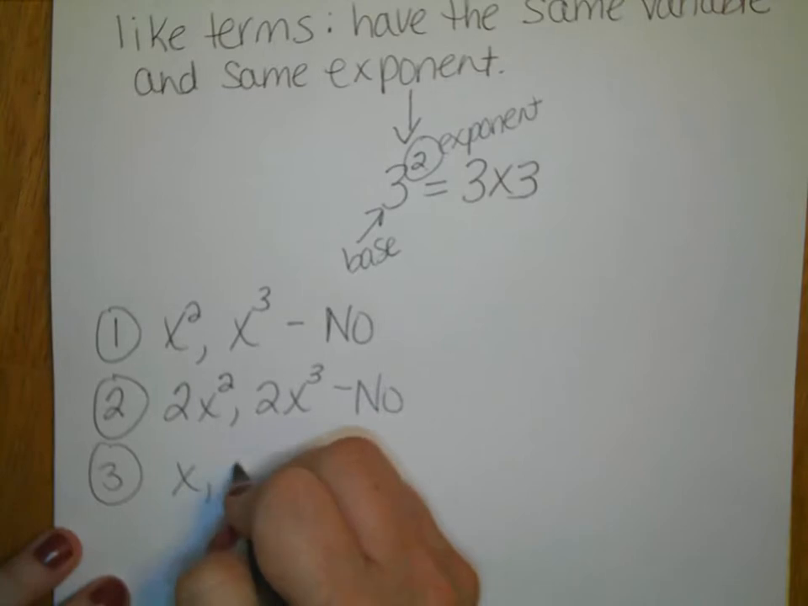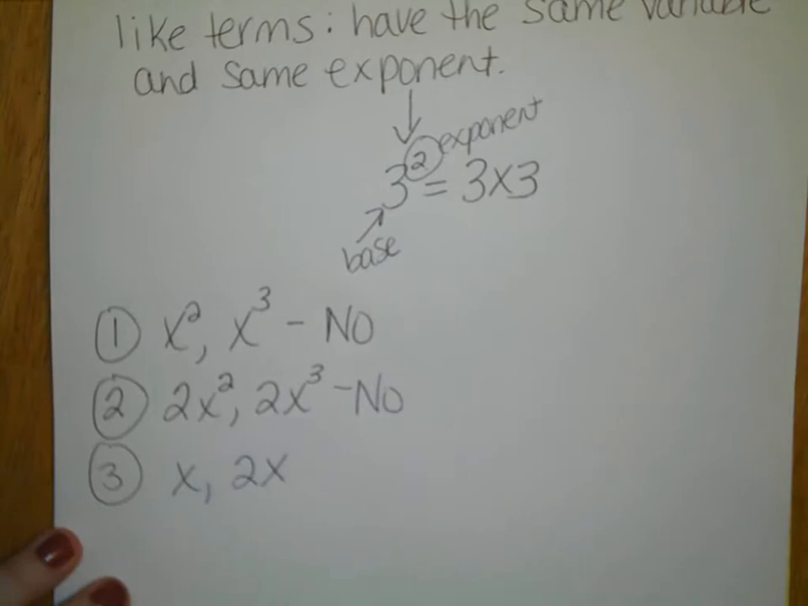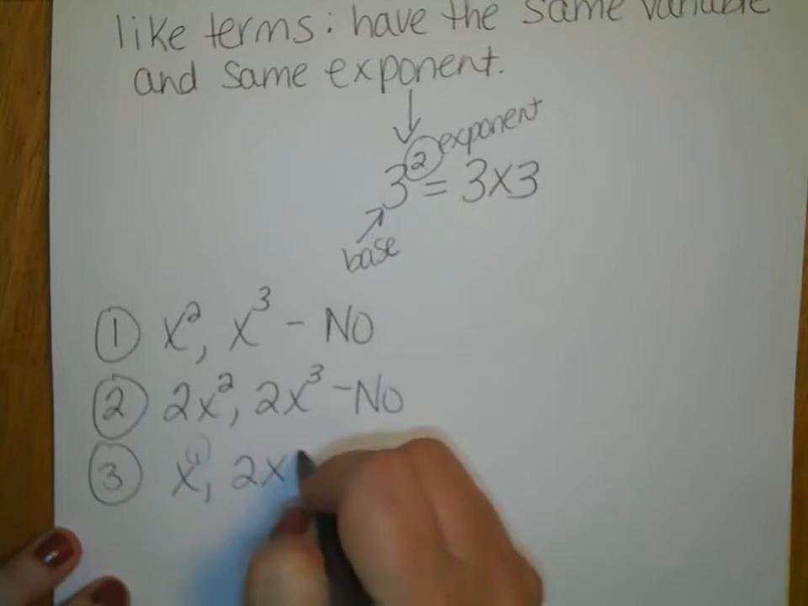Well, let's look at these. This one has different coefficients in front, and we never said that was a criteria for combining like terms. So we know they have the same variable. Do they have the same exponent? Well, it doesn't look like they have an exponent. When it doesn't look like they have an exponent, it means it's an exponent of 1. So yes, they have the same variable, and they have the same exponent.